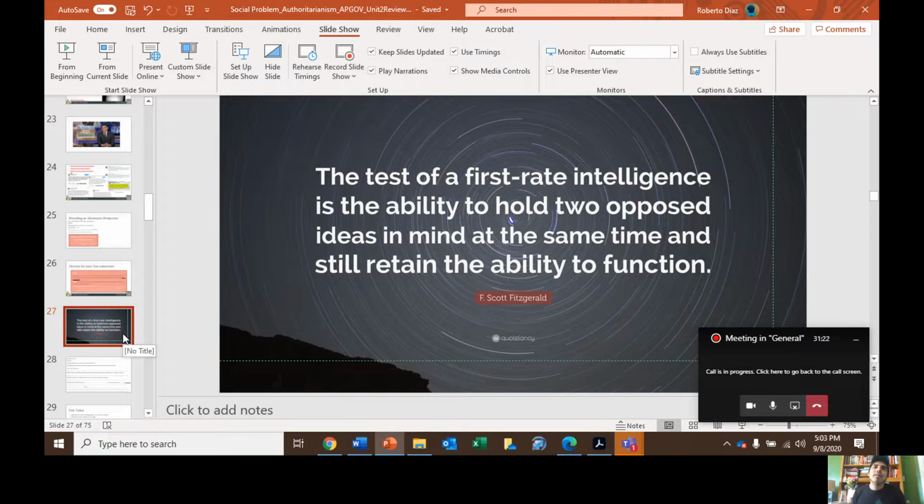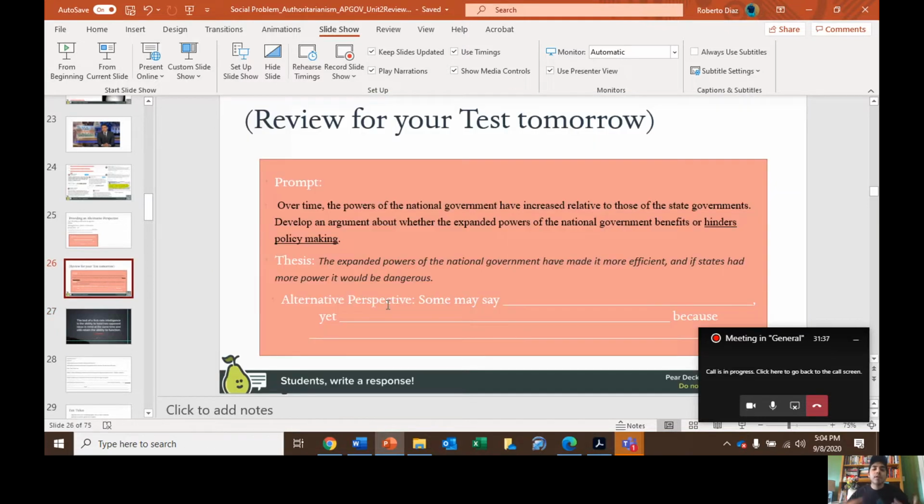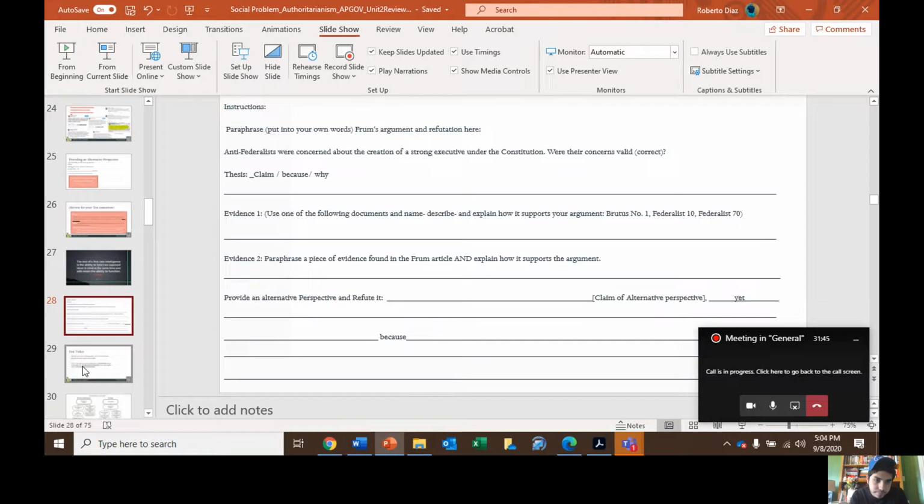And that's a skill, right? So hitherto, you guys have been focused a lot on writing essays with a thesis statement and supporting evidence. In AP Government 2, you also have to develop the skill of presenting an alternative perspective and then refuting it, which I did in the essay that I just showed you. This is going to be the paradeck that we're going to have on Thursday.